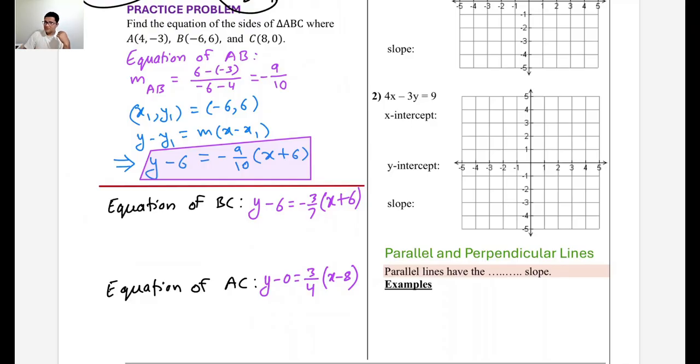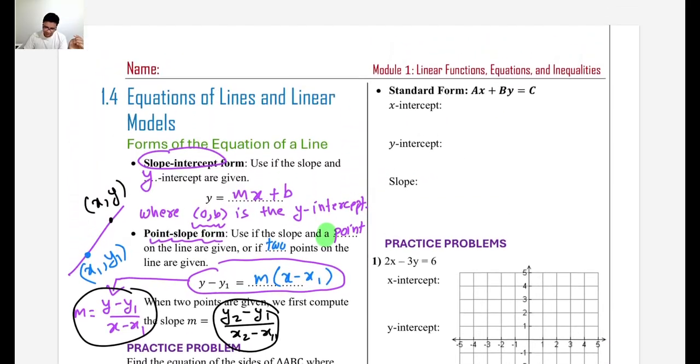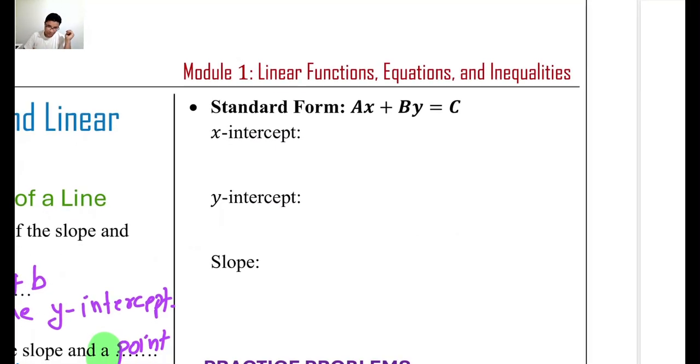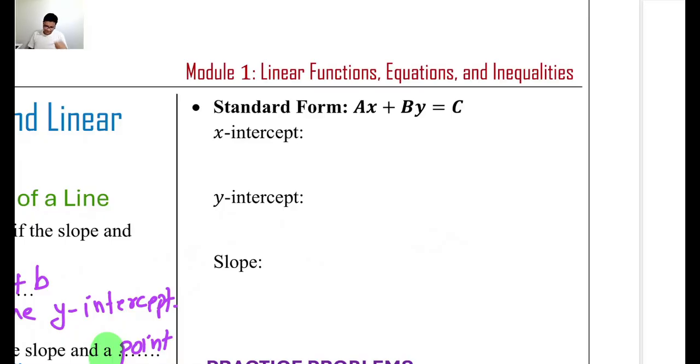So one wonders, can we make this equation of line standard so that everybody writes the same equation? Which is what we will call the standard form next. So what is the standard form of a line?